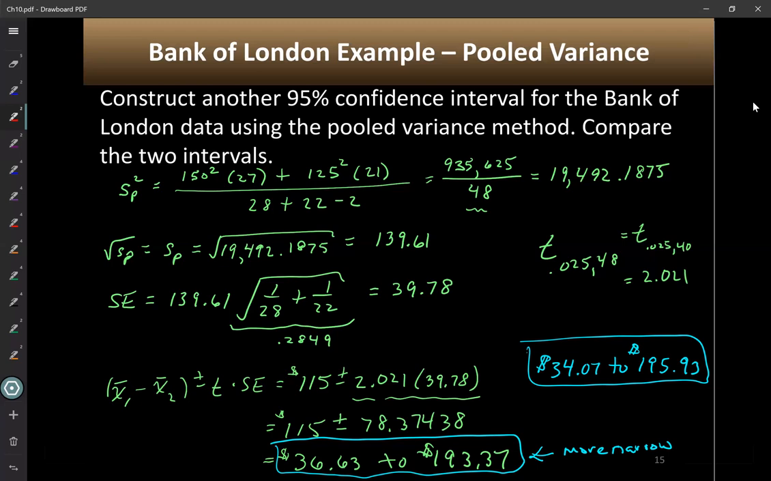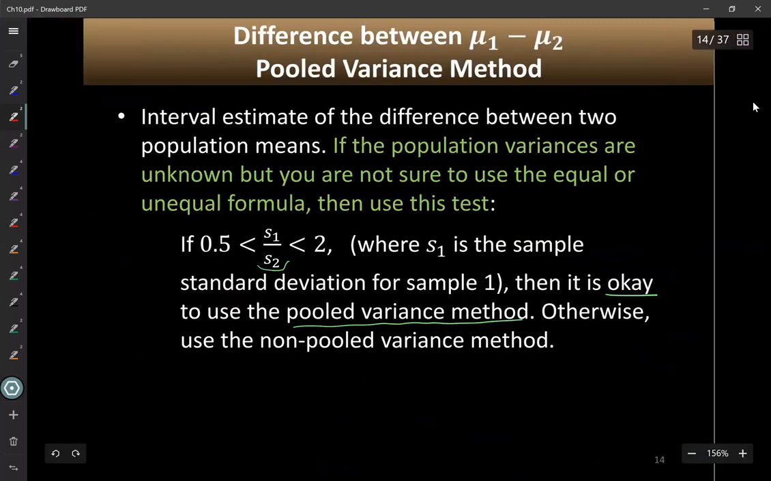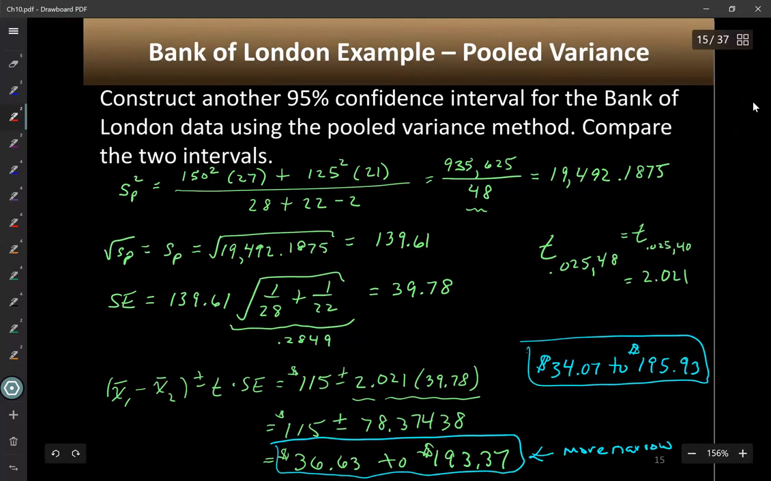That means it's more precise, but to err on the side of caution, it's better to use the non-pooled method unless you know for sure that you've calculated this condition, then it's okay to use the pooled variance method, and it's safe to do. So we end up with a more narrow confidence interval than we do with the non-pooled variance method. Okay, so that's the difference between the two intervals.